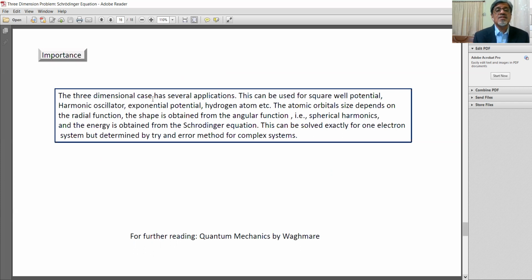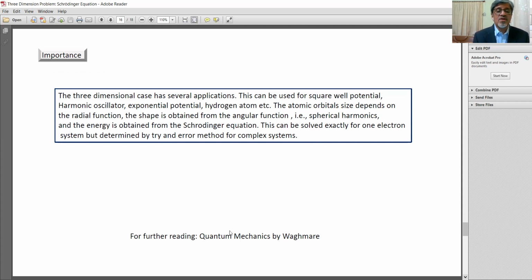The three-dimensional case has several applications. This can be used for the square well potential, harmonic oscillator, exponential potential, hydrogen-like atom, etc. The atomic orbital's size depends on the radial function. The shape is obtained from the angular function, that is, from the spherical harmonics, and energy is obtained from the Schrodinger equation. So this can be solved exactly for a one-electron system like a hydrogen-like atom, but for a complex atom with many electrons, it can be solved by the trial and error method.